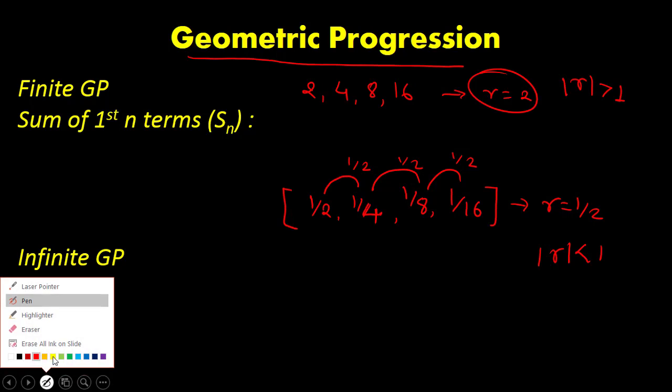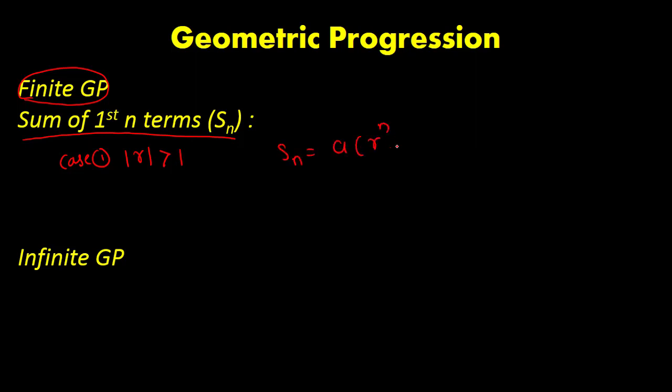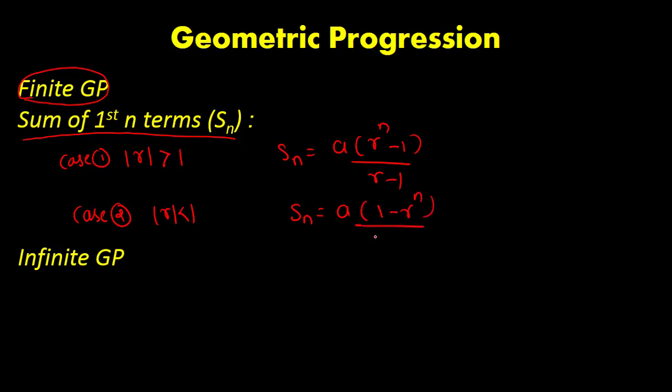Okay, now based on this, let's find out the sum of first n terms of a GP if your GP is finite. Case number 1 is where your mod R is greater than 1. So your Sn becomes a times r raised to power n minus 1 upon r minus 1. And case 2 is mod R less than 1, and for this it is a into 1 minus r raised to power n upon 1 minus r.